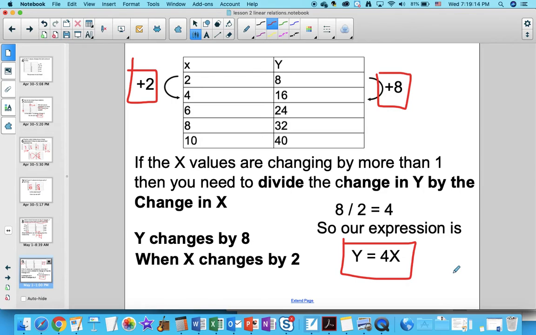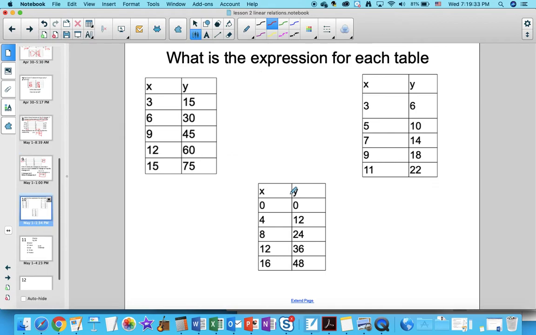So hopefully that makes sense, right? You take the change in y, divide it by the change in x, and that'll tell you how much the x is multiplied by to get the y. It shows you the relationship between x and y. So try these questions on your own and find the expression for each table.